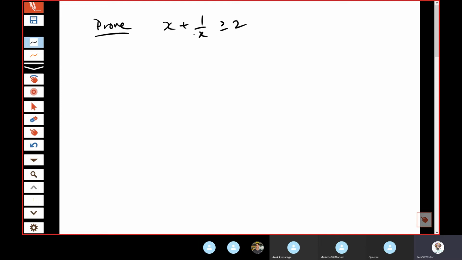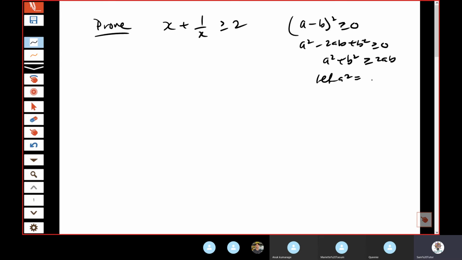Let's not prove it using the way we were doing last week, which is obviously a minus b squared greater than or equal to 0, a squared minus 2ab plus b squared greater than or equal to 0, a squared plus b squared greater than or equal to 2ab. Let a squared equal x, let b squared equal 1 on x. Therefore, you'll get x plus 1 on x greater than or equal to 2 root x multiplied by 1 on root x, and then this cancels out, and you pretty much could have proven that. Let's not do it that way and use calculus.